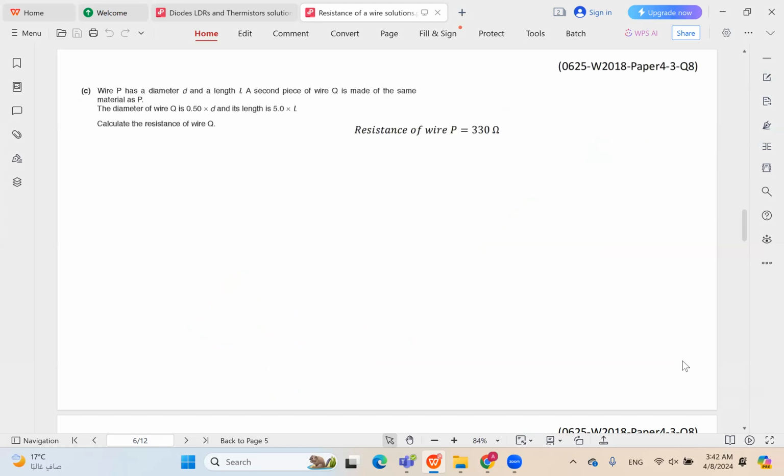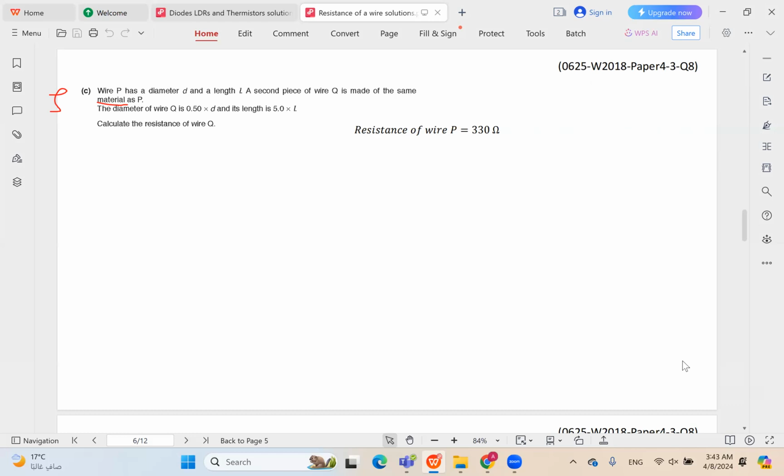Wire P has a diameter D and a length L. A second piece of wire Q is made of the same material. So same material means that it has the same constant of resistivity. So it has the same value of rho. Rho is the same because they're made of the same material. And like we said, this variable rho, we will not be tested on it at all. So we'll always assume that it does not change because they have the same material.